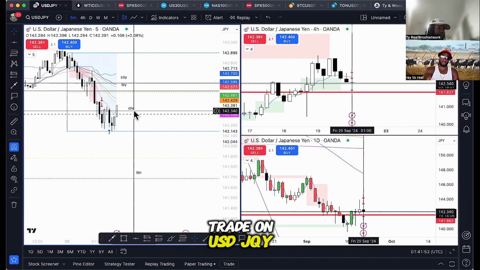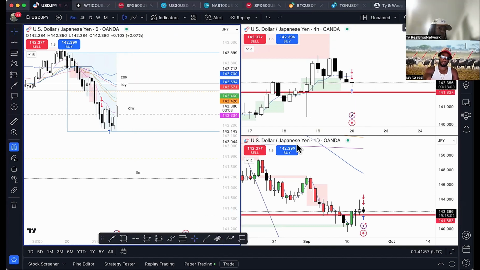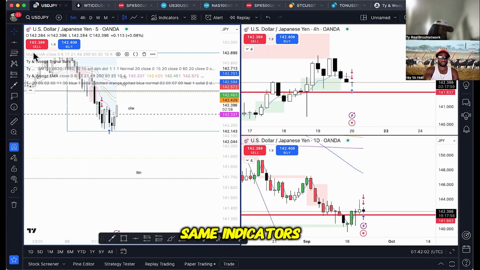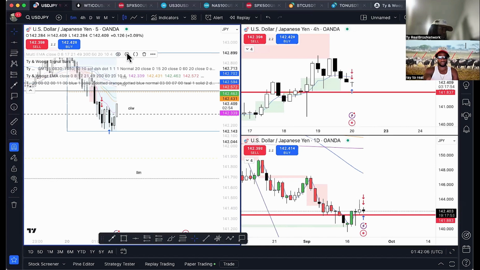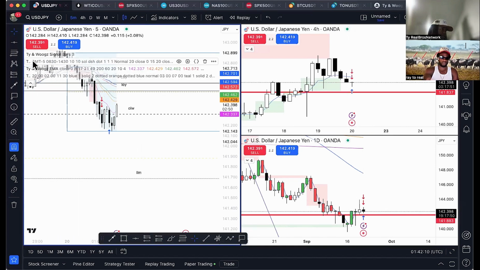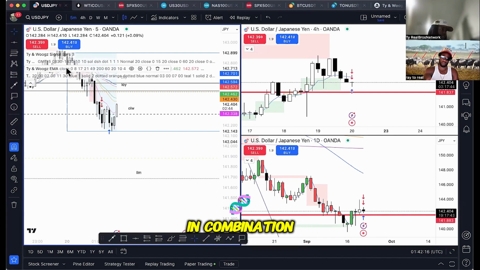I'm going to take a trade on USD JPY right now. I use these same indicators. I got four of them. I use the signal bars and the trading session indicator in combination with the EMA.